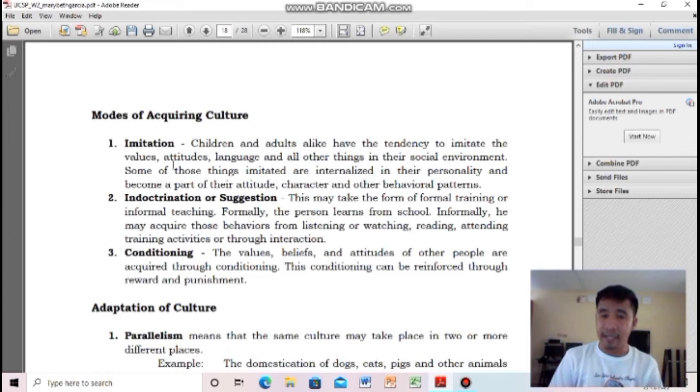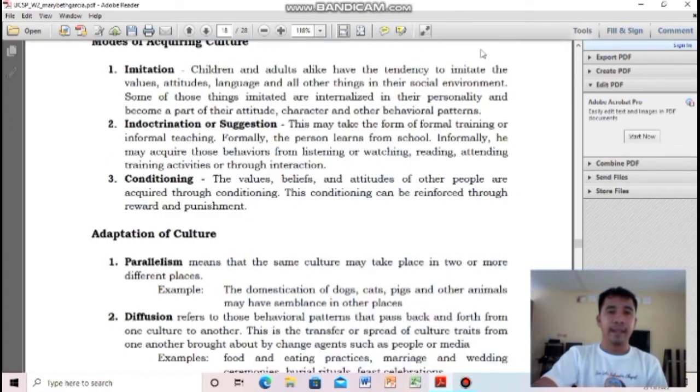Informal teaching or it can be done in formal teaching nga natunan sa eskwelahan, no? Informally, pwede natin ma-acquire sa paglantaw o pagpamati sa mga lantawon, pagbasa, pag-attend sa training, and through interaction. Next will be conditioning. So the values, beliefs, and attitudes of other people are acquired through conditioning. So that can be reinforced using the reward and punishment system.